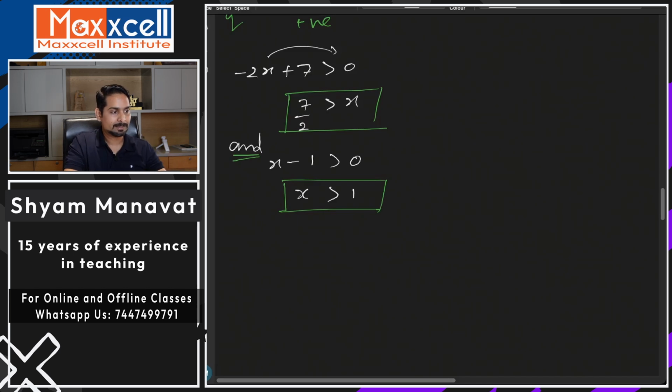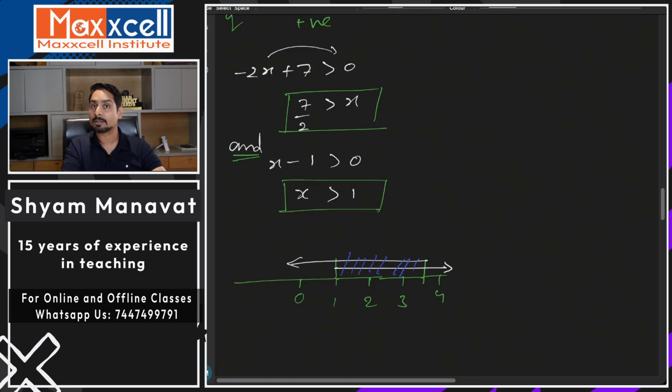You have to see it on the number line: 0, 1, 2, 3, 4. Here you have 7 by 2, which is 3.5, and this is where you got 1. The question said x has to be more than 1 and less than 3.5. So here the common part is here. Do you remember?